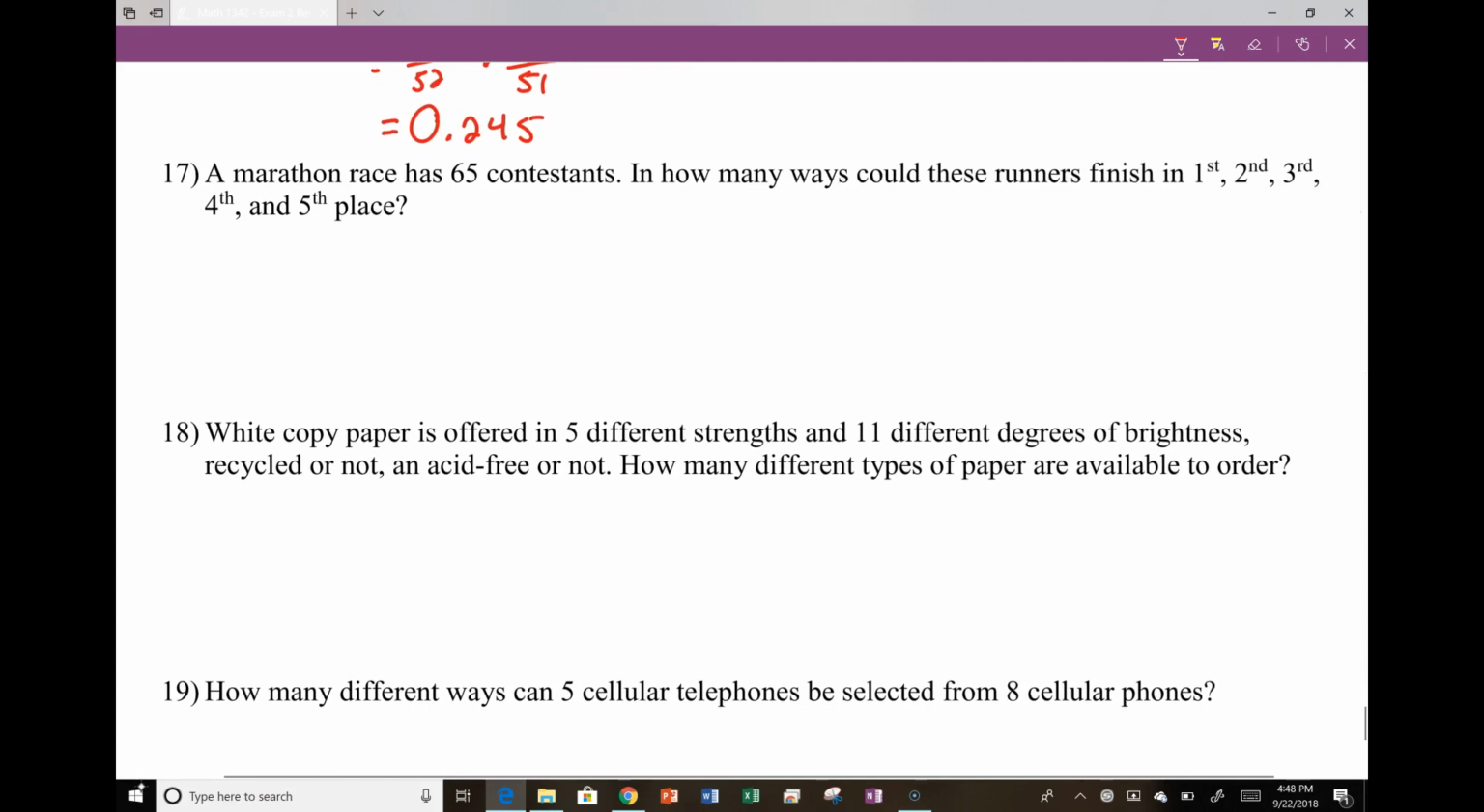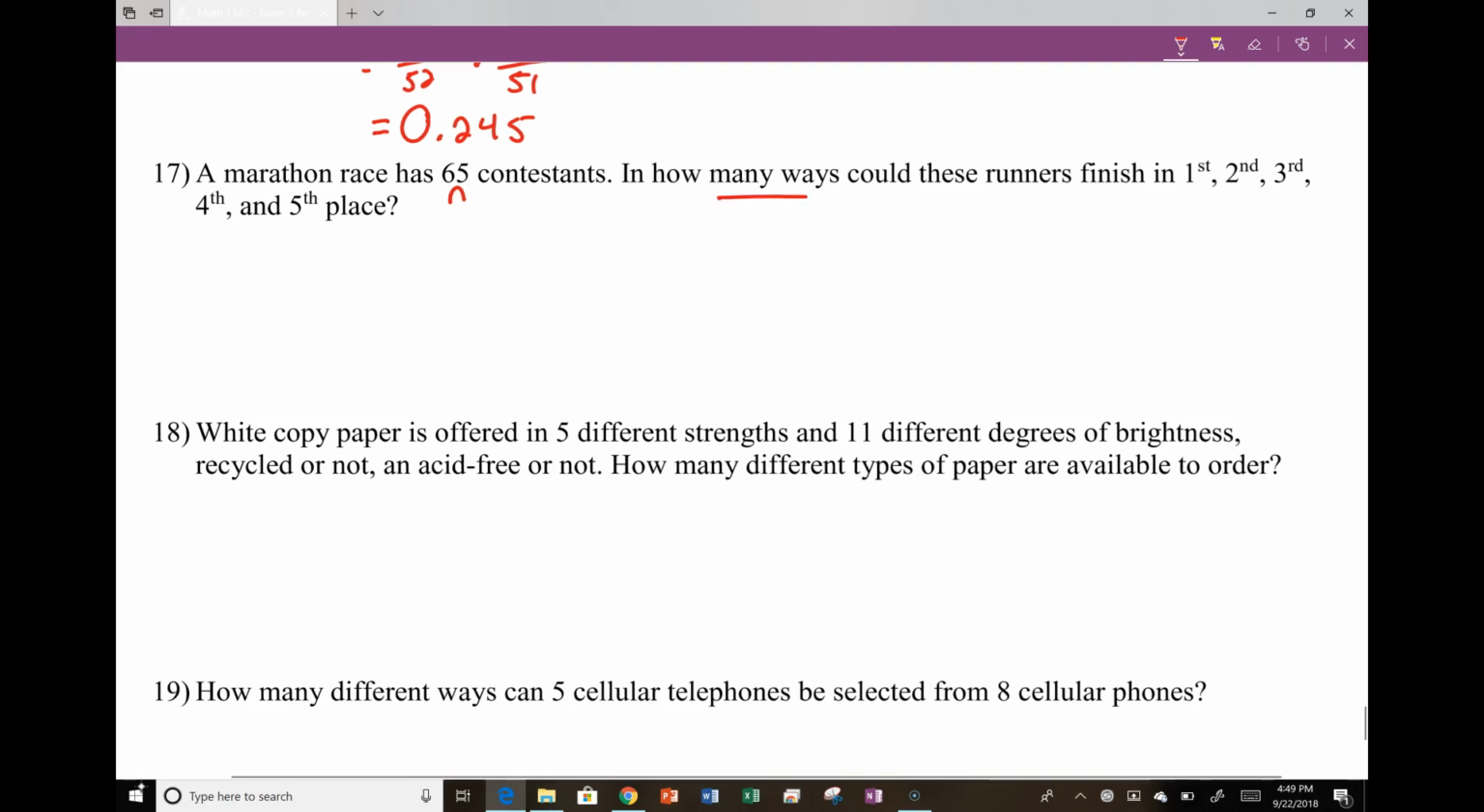Number 17. A marathon race has 65 contestants. That's my N. In how many ways could these runners finish in first, second, third, fourth, and fifth? So we have 5 places that we're looking at. Our biggest challenge is to determine if this is a permutation or a combination, because we're looking at how many ways.